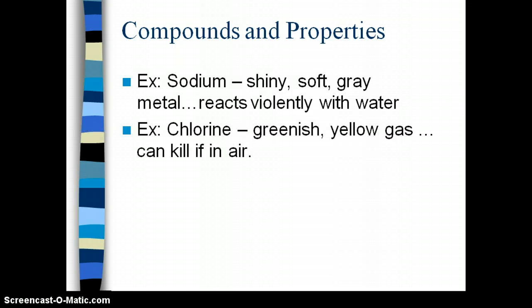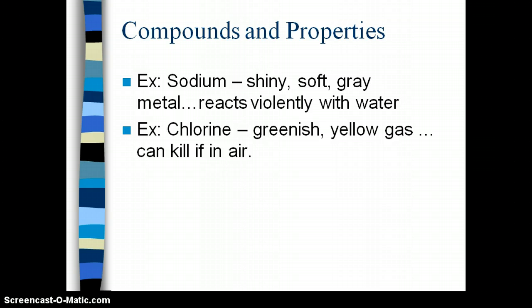Chlorine is a greenish yellow gas, and it can kill you if it's in the air. It basically suffocates you. So again, physical property, greenish, yellow, gas. And then chemical property is that it actually kind of takes the place of oxygen in your red blood cells and it will suffocate you.